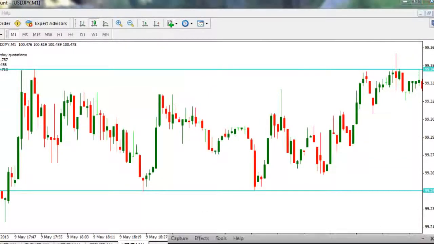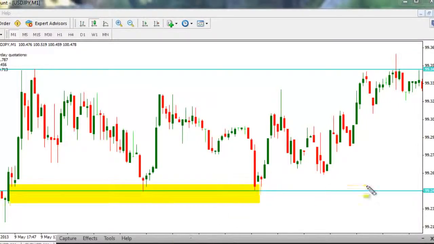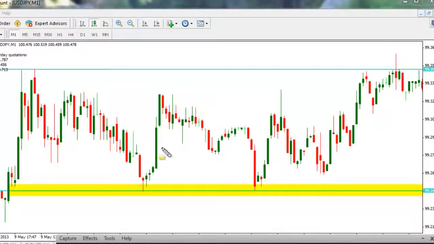So to simplify it again, this strategy so far: we've zoomed out, we've zoomed all the way in and selected the 1-minute chart, and we found two areas of support and resistance, just to keep it simple.